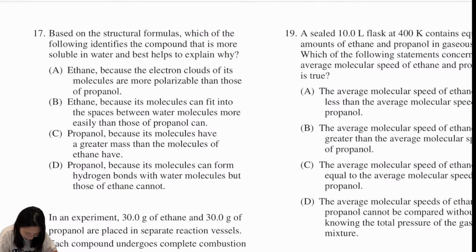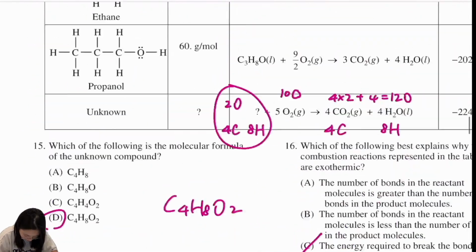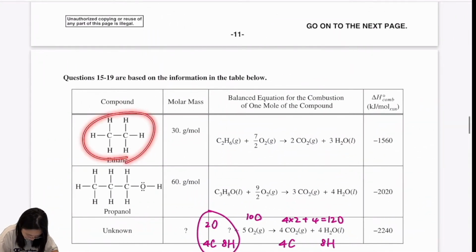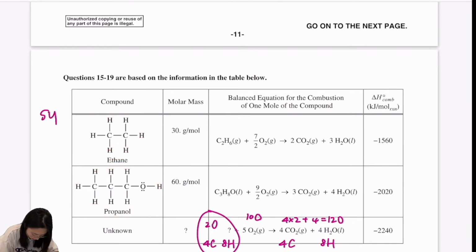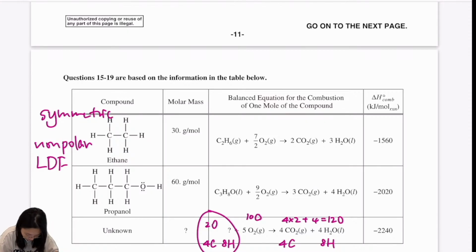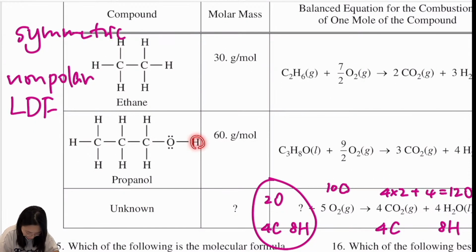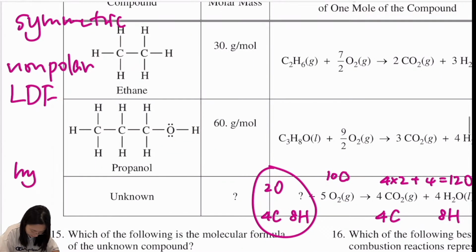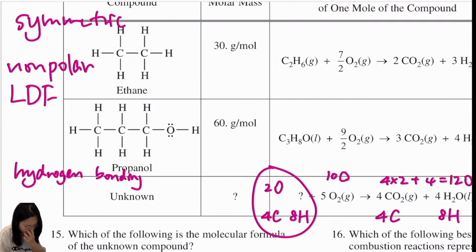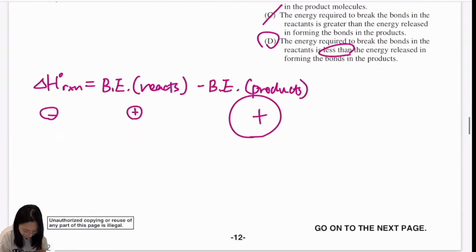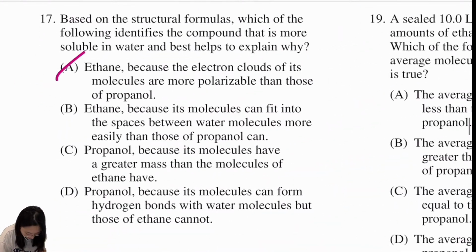So when we're comparing ethane and propanol, okay, this is ethane, this is propanol. Ethane is perfectly symmetric and it's nonpolar, which means it has the London dispersion force only. And then propanol has a hydrogen covalently bonded to an oxygen, which means it can form hydrogen bonding. So it has hydrogen bonding, LDF, and dipole-dipole interaction. So of course, propanol dissolves better in water. So not A or B.